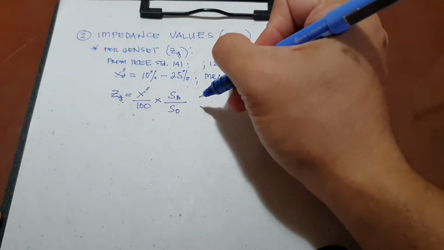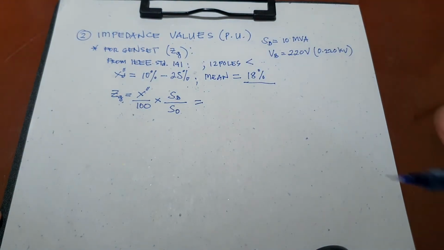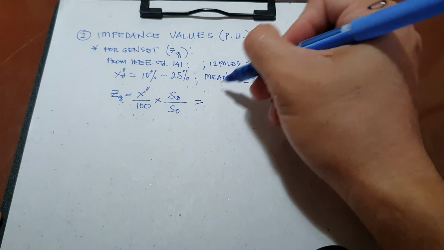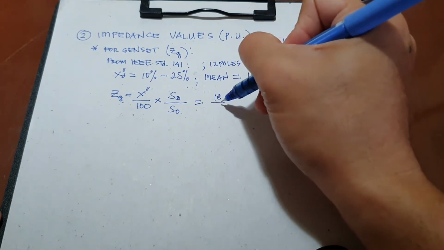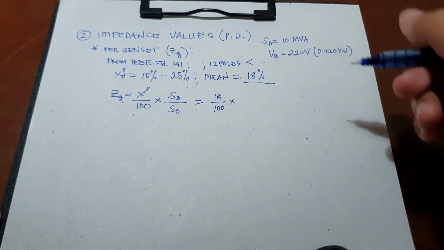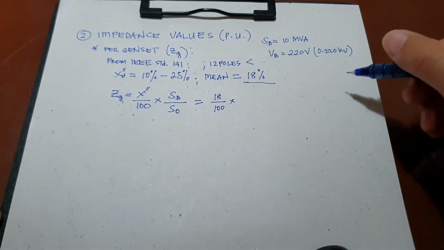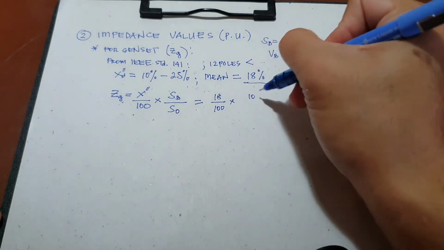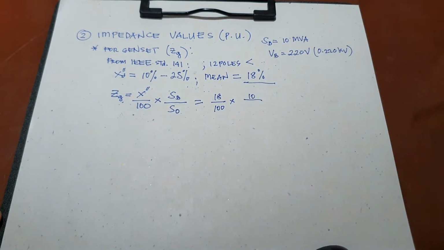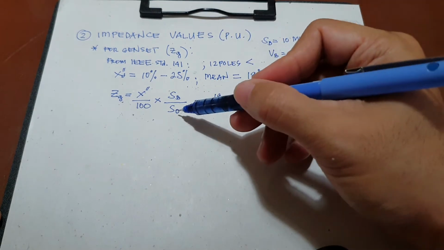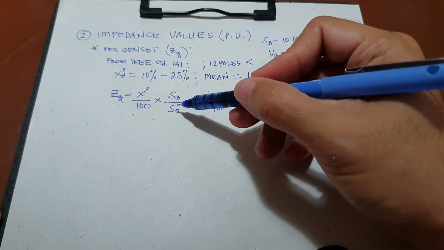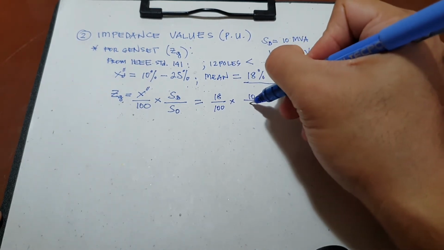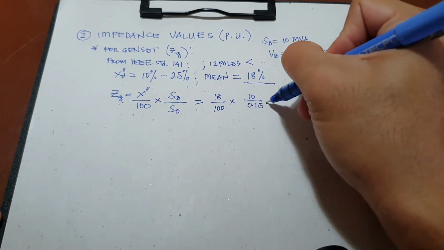So now let's substitute: 18 divided by 100 multiplied by the base power of 10 MVA over the old MVA rating of the generator, which is 0.159 MVA.